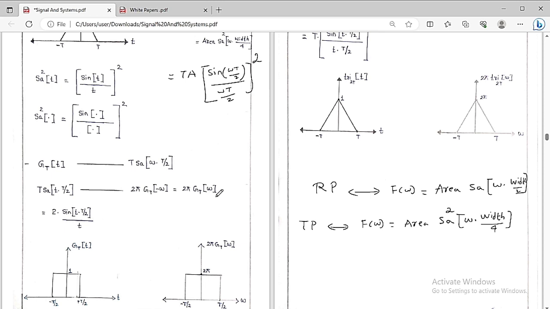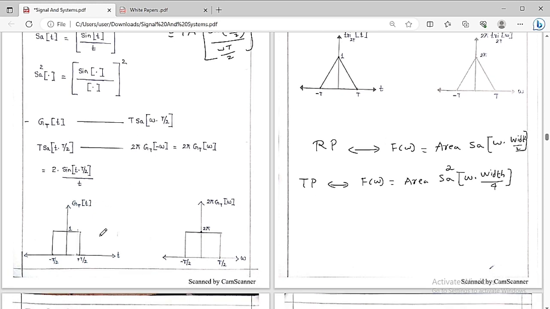Now I want to convert this in terms of the time domain. If you simplify, Sa of t into T by 2 is nothing but sine of t into T by 2 divided by t into T by 2. So the t's cancel and 2 comes to the top. So 2 into sine of t into T by 2 by t. That's it. This is the duality principle I have applied.